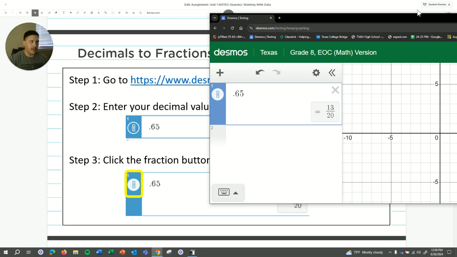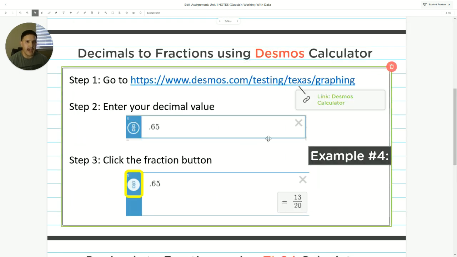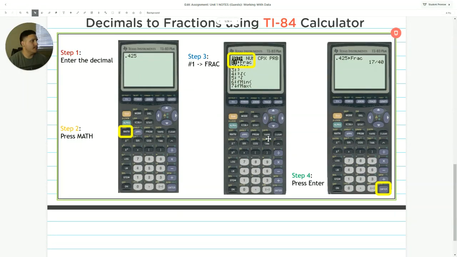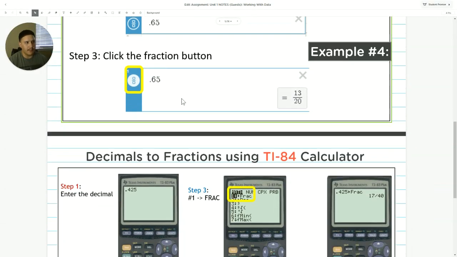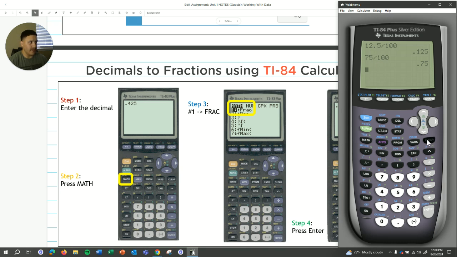But yeah, that's the Desmos way. Now, let's say I want to do this using the TI-84. If y'all have a TI-84, I'm going to use the same exact number right here, but I'm going to show you all the steps. Step 1, you're going to enter the decimal into the calculator. So using this TI-84, 0.65, I'm going to enter it there.